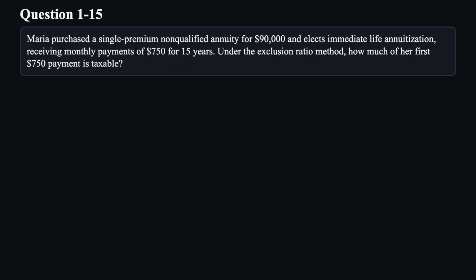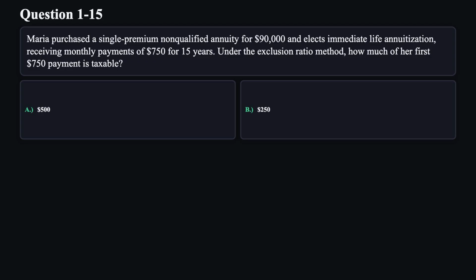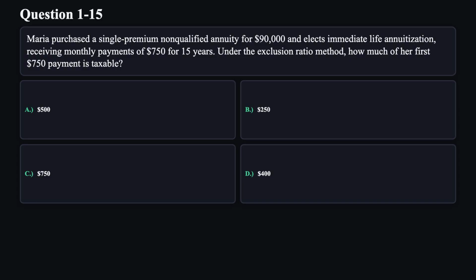Question 15. Maria purchased a single premium non-qualified annuity for $90,000 and elects immediate life annuitization, receiving monthly payments of $750 for 15 years. Under the exclusion ratio method, how much of her first $750 payment is taxable? A. $500. B. $250. C. $750. D. $400.